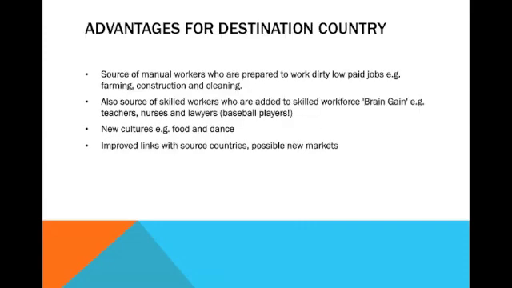So the country that is getting the immigrants, so it's the country where the people are immigrating to. Say now we're saying the USA in the Mexico-USA example. So the USA is receiving people, so they're the destination country. Some advantages would be, firstly, they're getting many manual workers who are prepared to work dirty, low-paid jobs, for instance in farming, construction, and cleaning, just manual work. Also, they get many skilled workers who are added to the skilled workforce, which we call the brain gain. For instance, teachers, nurses, and lawyers, and even baseball players.